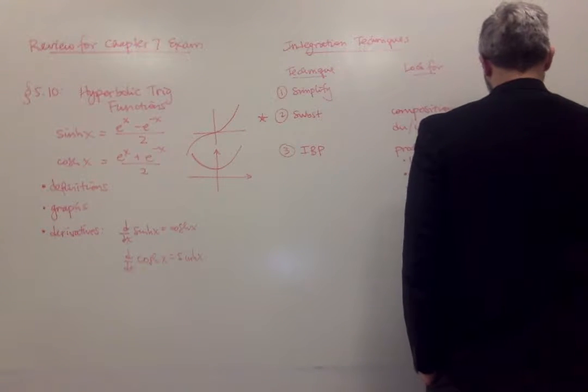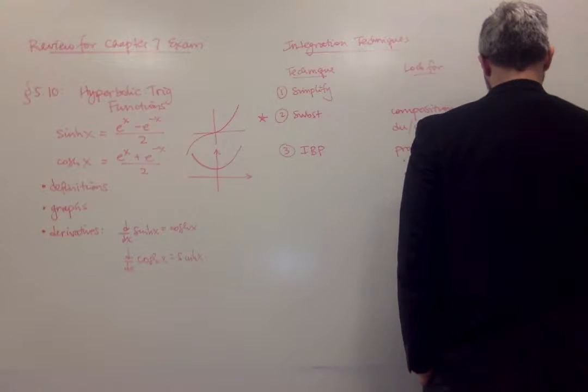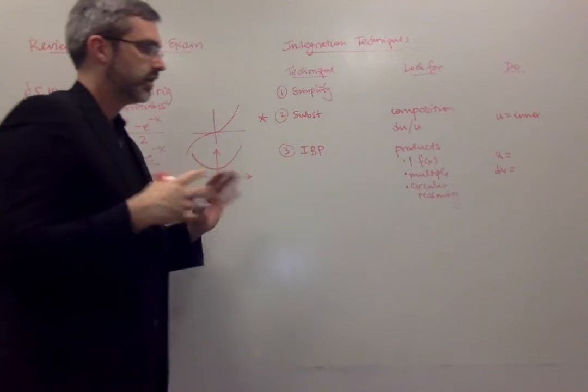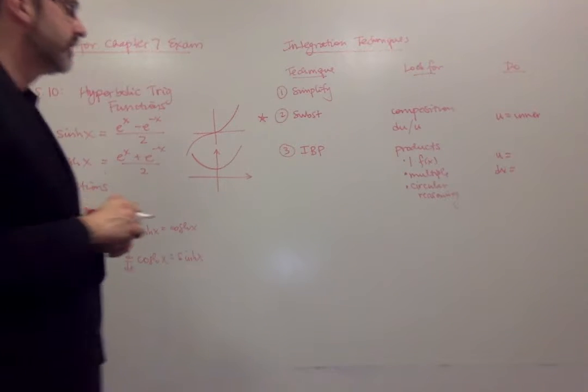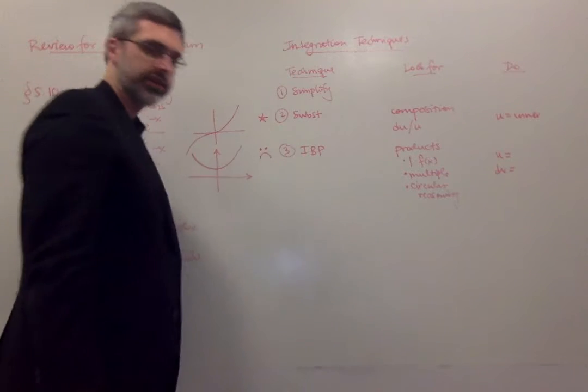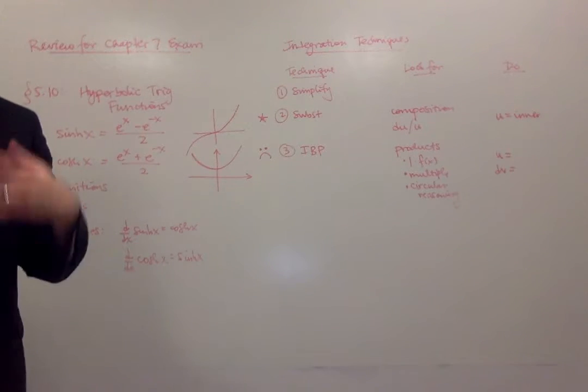And in this case, with integration by parts, you let u equal one thing and dv equal the other, and then we've got that formula that we use. Integration by parts, for the most part, is the last thing that we try. We usually don't like doing integration by parts, but sometimes you have to.